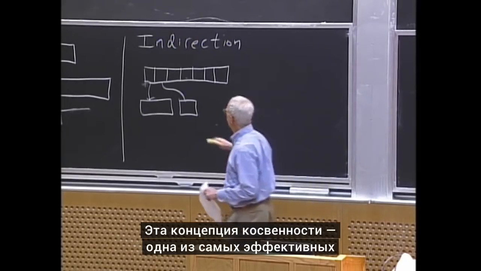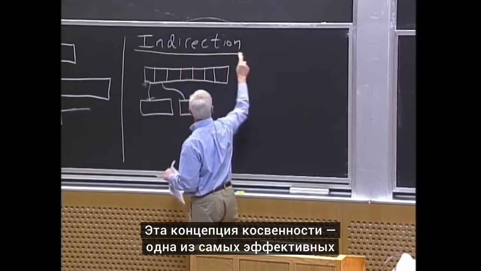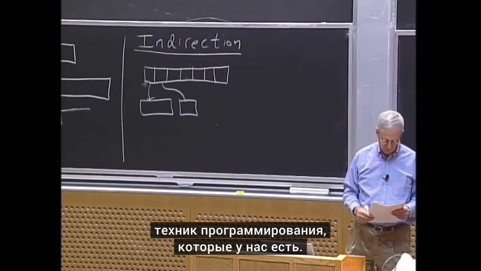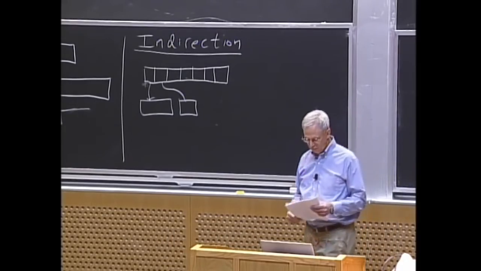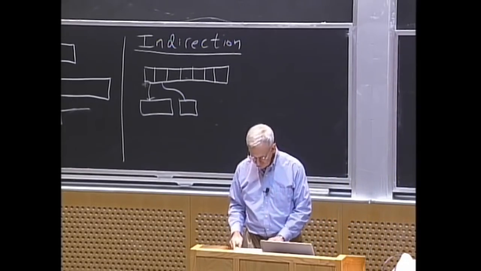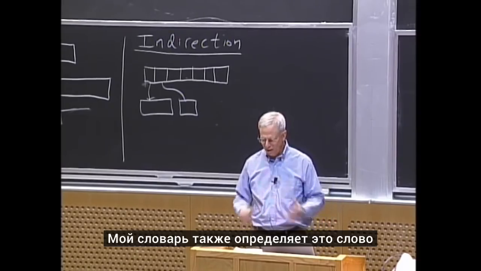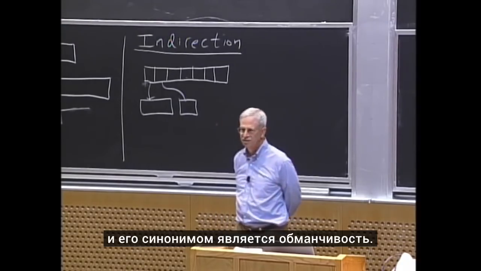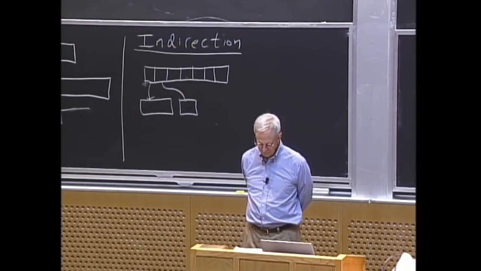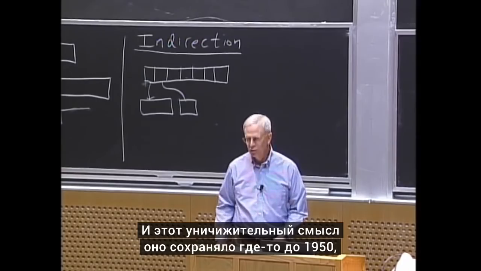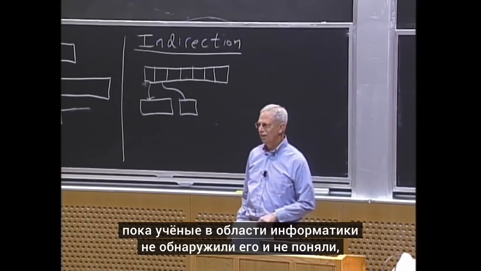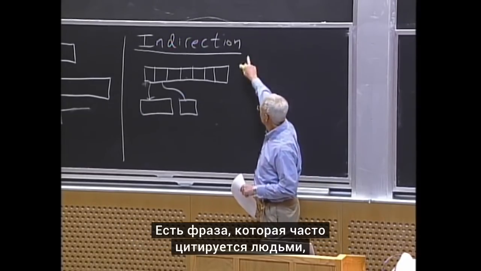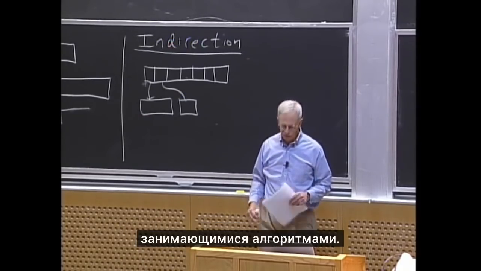This concept of indirection is one of the most powerful programming techniques we have. It gets used a lot. Now, my dictionary defines indirection as a lack of straightforwardness and openness, and as a synonym uses deceitfulness. And it had this pejorative term until about 1950, when computer scientists discovered it and decided it was a wonderful thing. And there's something that's often quoted by people who do algorithms.